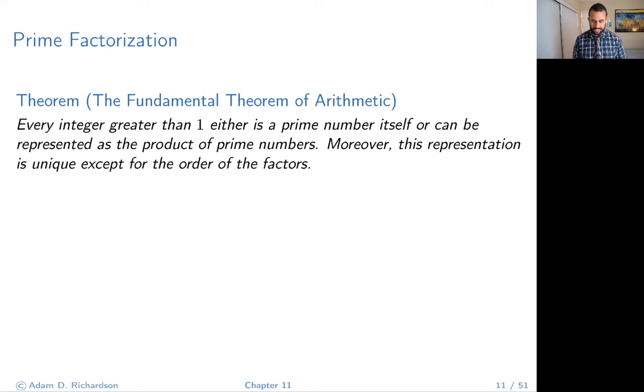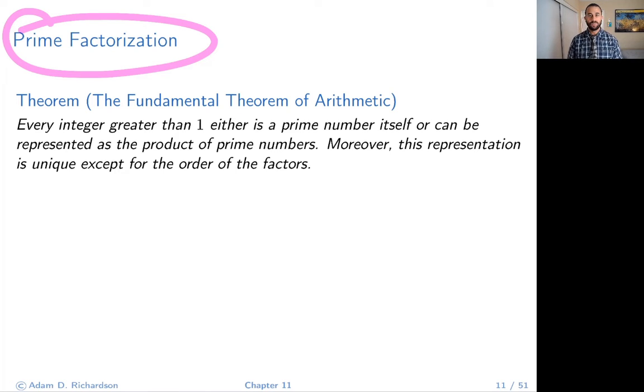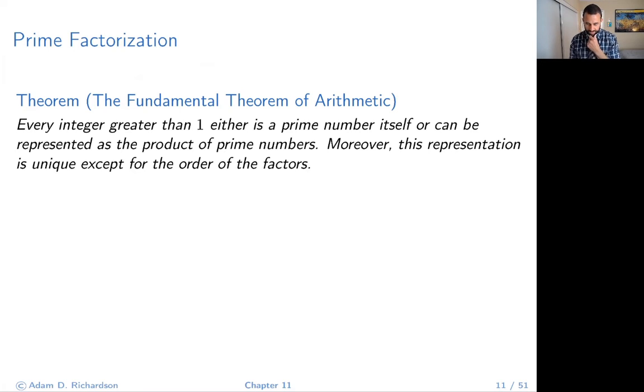So first, let's talk about what's called a prime factorization. You've seen this before. Prime factorizations are what you get when you do a factor tree for numbers. We're going to see that in just a moment too. But let's start here. The fundamental theorem of arithmetic. The fundamental theorem of arithmetic says that every integer greater than 1 is either a prime number or it can be represented as a product of prime numbers. Moreover, the representation is unique except for the order of the factors.